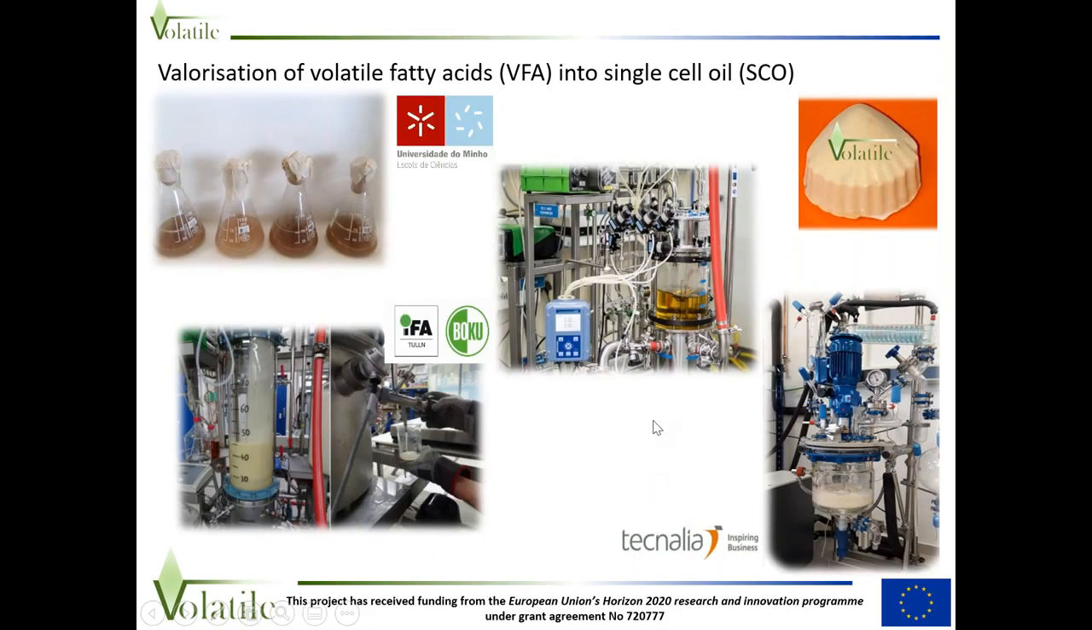The second value chain was a yeast-based value chain. That means we used oleaginous yeast strains to transform the obtained volatile fatty acids into single cell oil. That was mainly done under the lead of the University of Minho for the selection of the yeast strains, and from BOKU or IFA Tulln in Austria to upscale or use these yeast strains to implement the fermentation approaches up to, if I'm not wrong, 200-400 liter scale.